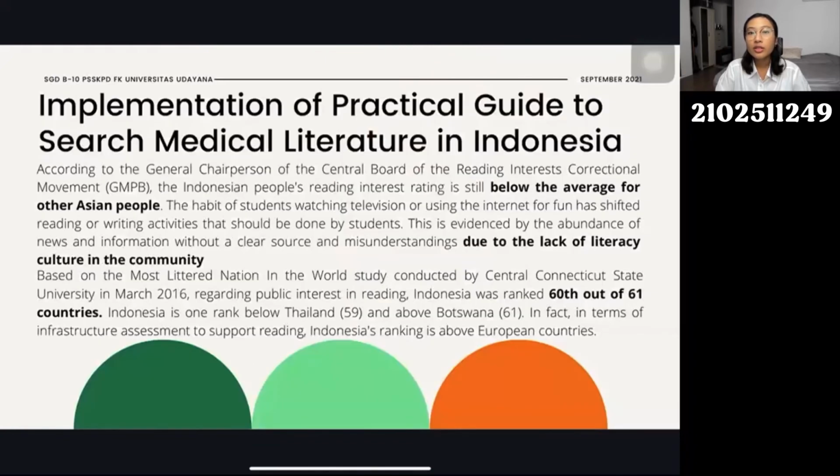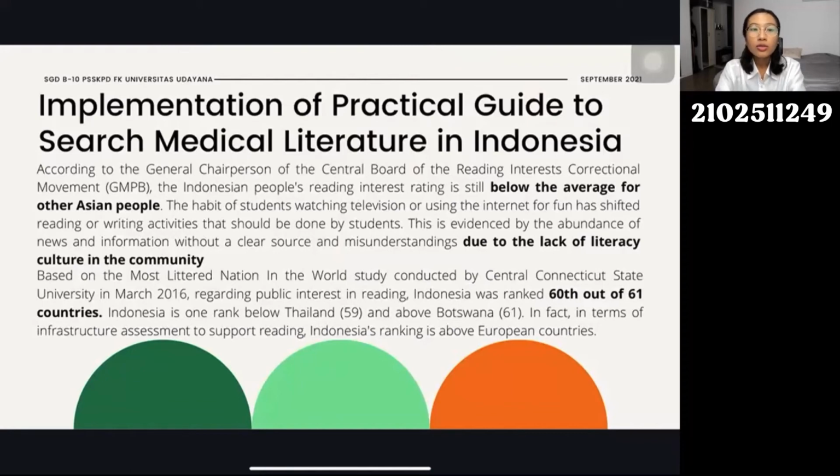And now is the implementation of the practical guide to search medical literature in Indonesia. According to the General Chairperson of the Central Board of the Reading Interest Correctional Movement, or GMPB, the Indonesian people's reading interest rating is still below the average for other Asian people. The habit of students watching television or using the internet for fun has shifted reading or writing activities that should be done by students. This is evidenced by the abundance of news and information without a clear source and misunderstanding due to the lack of literacy culture in the community.